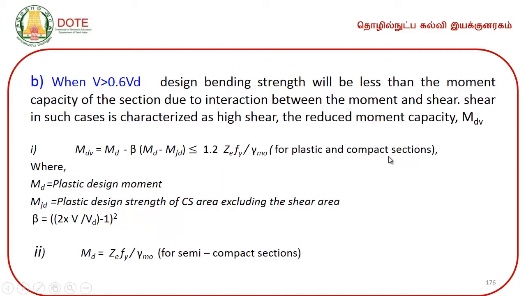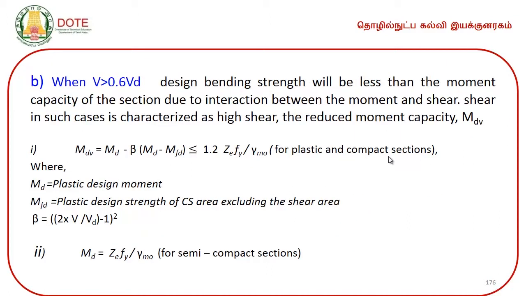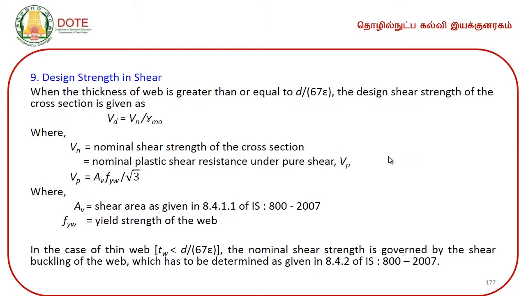So, in this chapter we are going to deal with the design of simple beams for the case A, that is when the design shear force is less than 60% of the design shear strength of the section. So, we will take up the other part of the design, that is the design shear strength of the section.